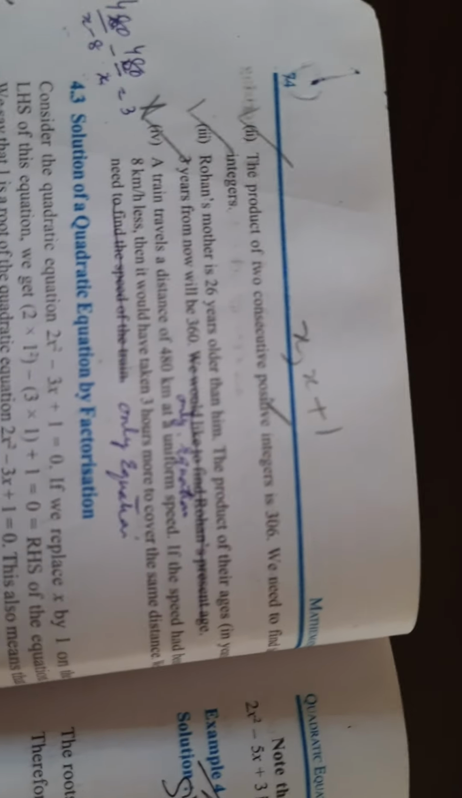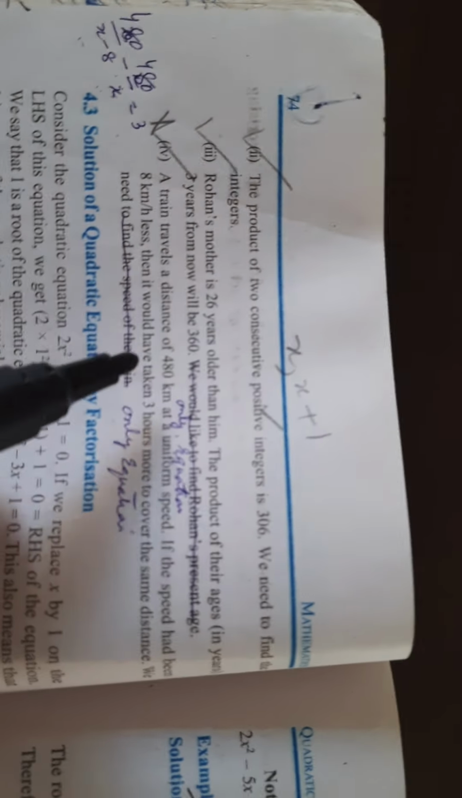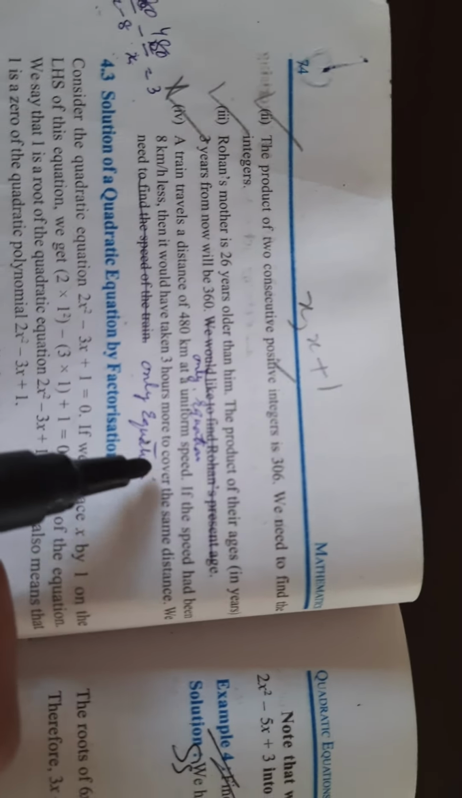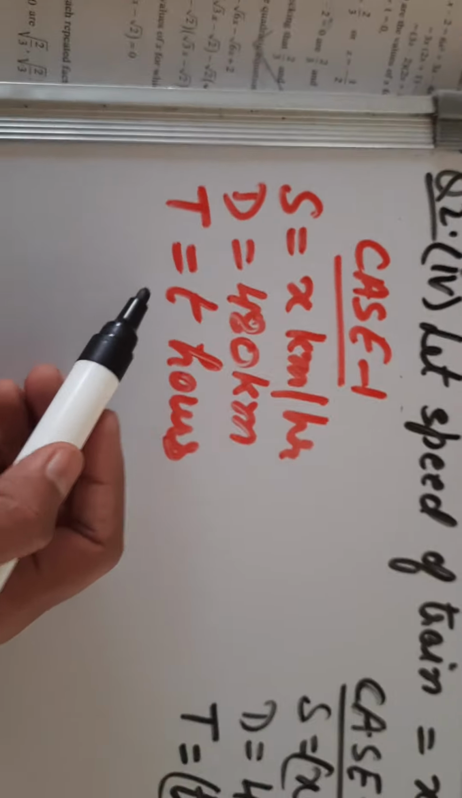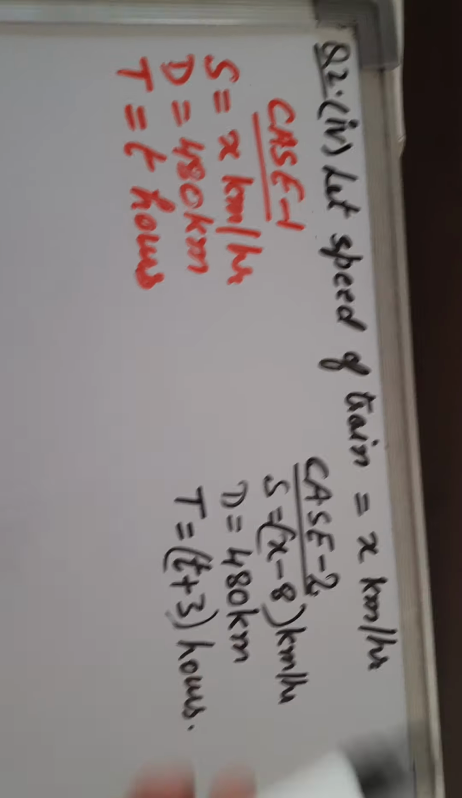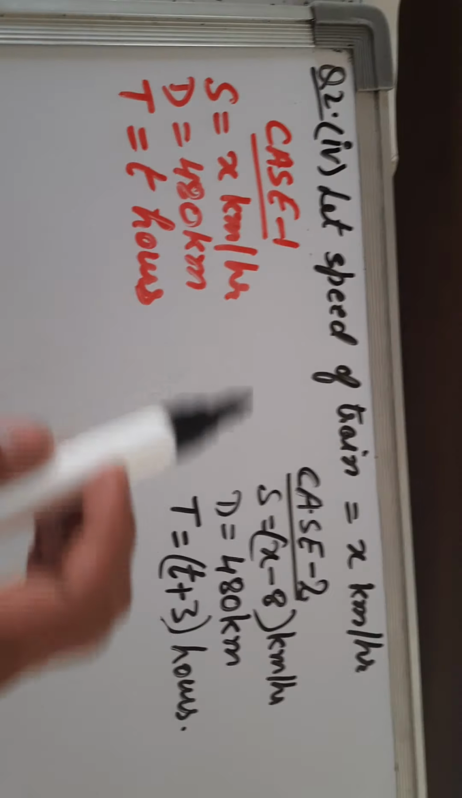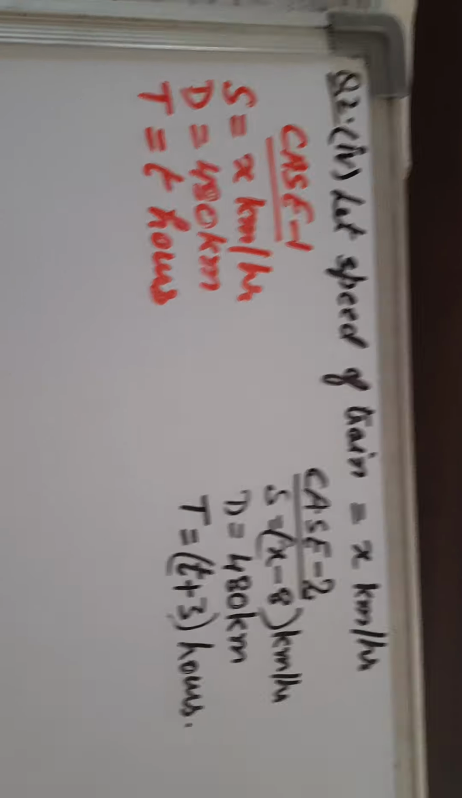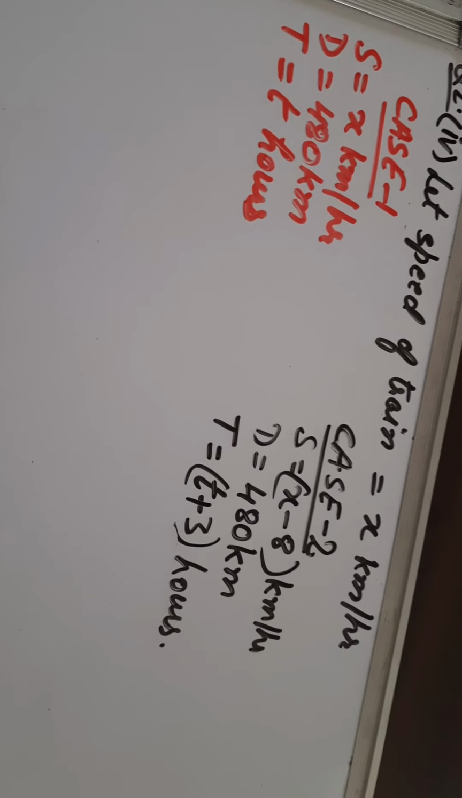So this is what they said. They have given to us in the question that then it would have taken 3 hours more. So it will take 3 hours more than the time taken earlier if we take this speed. So this is the case which we have to assume ourselves, and this is the condition which is given to us. So by combining the two conditions, we'll solve it. So dear students, let us solve it.